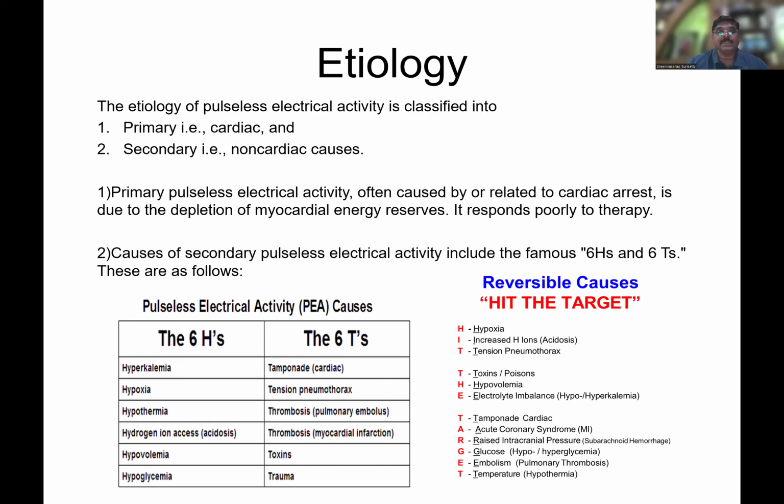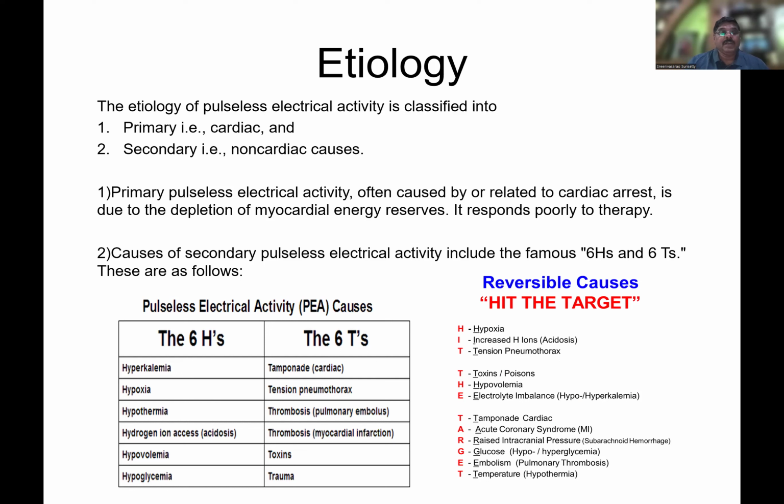Causes of secondary pulseless activity include the famous 6 H's and 6 T's. You can see here: hyperkalemia, hypoxia, hypothermia, hydrogen ion (acidosis), hypovolemia, hypoglycemia, tamponade, tension pneumothorax, thrombosis, that is pulmonary embolism and myocardial infarction, toxins, and trauma. All these conditions cause stoppage or decrease of cardiac contraction. You can remember them with the mnemonic "HITS" and the target, which we can discuss in our CCLS guidelines.